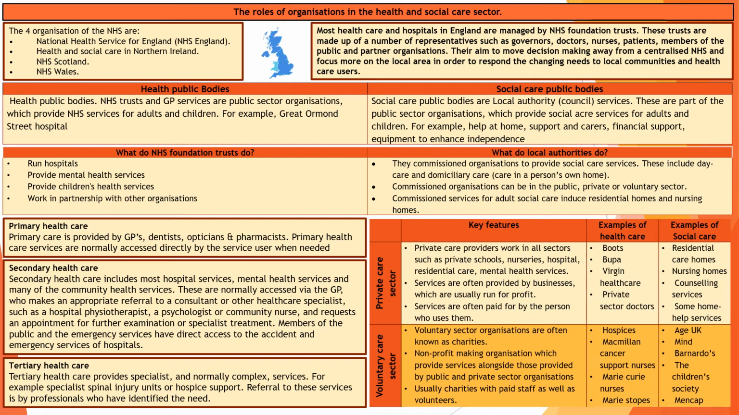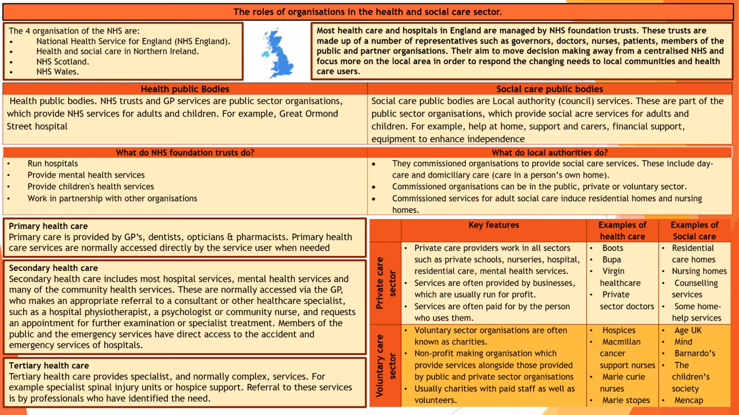And last but not least, we've got private and voluntary. So we've talked about public health, public social care. It's just worth recognising that you do get the private sector involved here, where these are companies, businesses, where they are making a profit and they're providing their services at a cost of some kind, and they cover health and social care. So in terms of healthcare, you might see things like Bupa, Virgin Healthcare, or private sector doctors. They are providing healthcare for a fee.